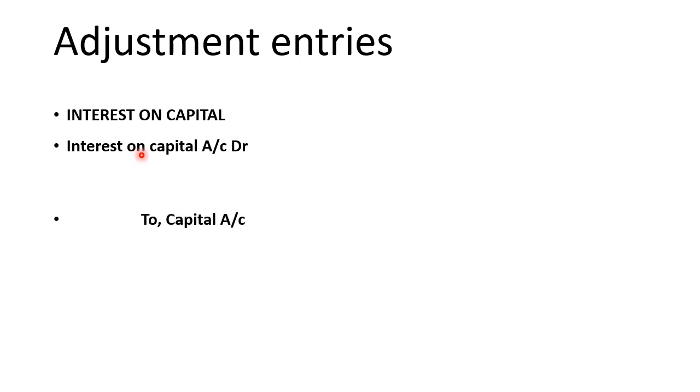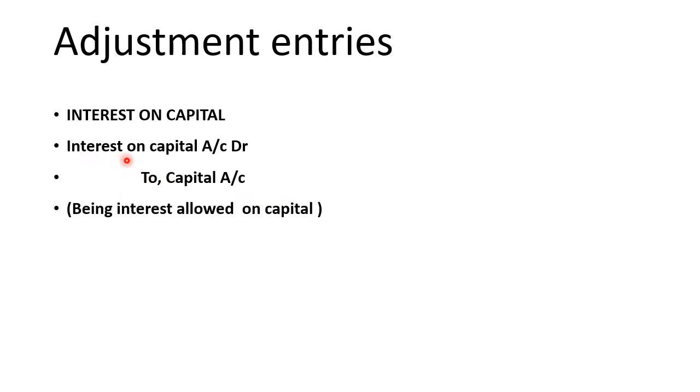Now let's see the journal entry of interest on capital. Interest on capital is an expense to the business, so it will be debited, and this interest will be added to the capital. That means our capital is increasing, so capital will be credited. So what will be our entry? Interest on capital account debit to capital account. Being interest allowed on capital.